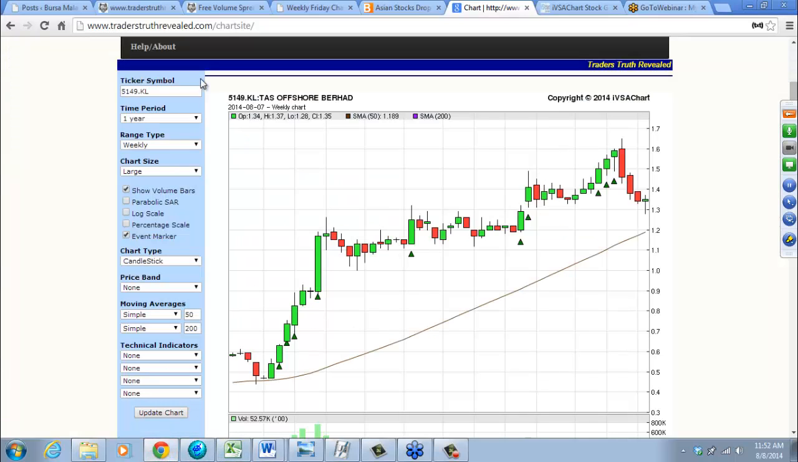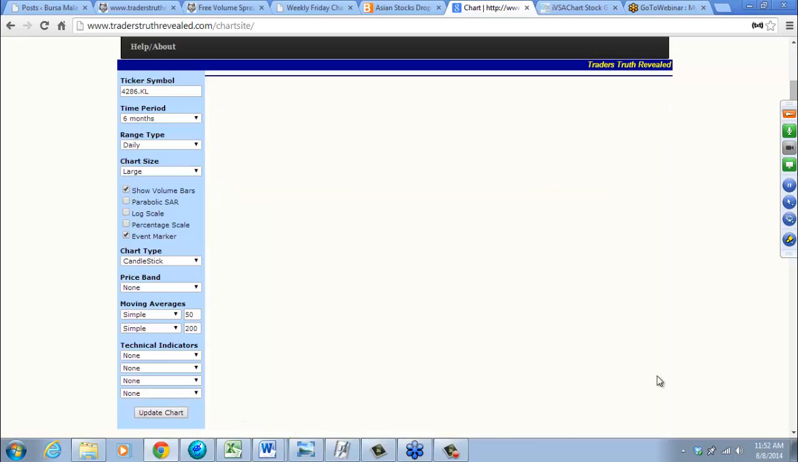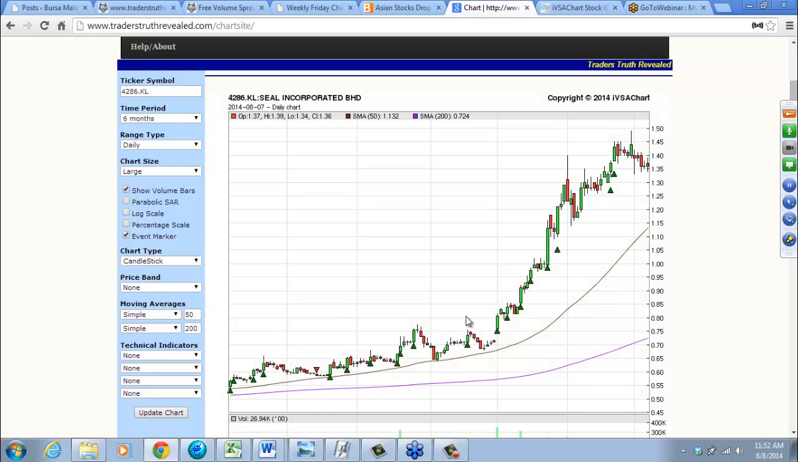Let's look at the next one that we have here after TAS, which is SEAL. Let's look at SEAL now. You can see SEAL Incorporated. Let's change back to the daily chart. I always like to look at 6 months here. Nice one. It has made great movement in here. I think it's about time to take some profit.